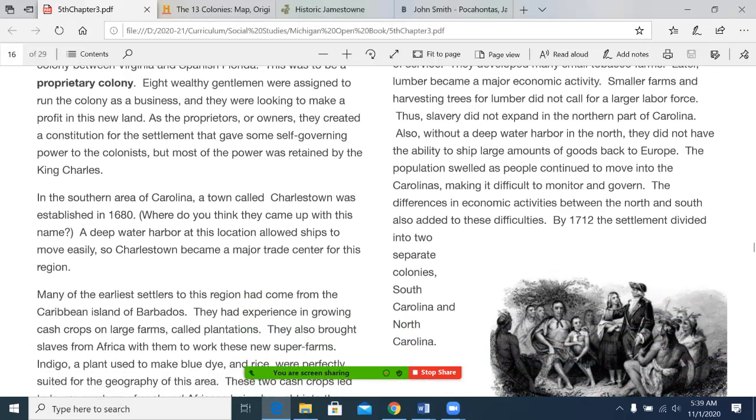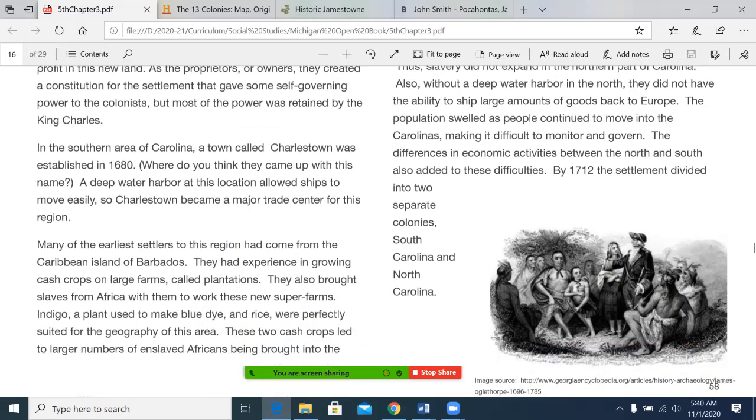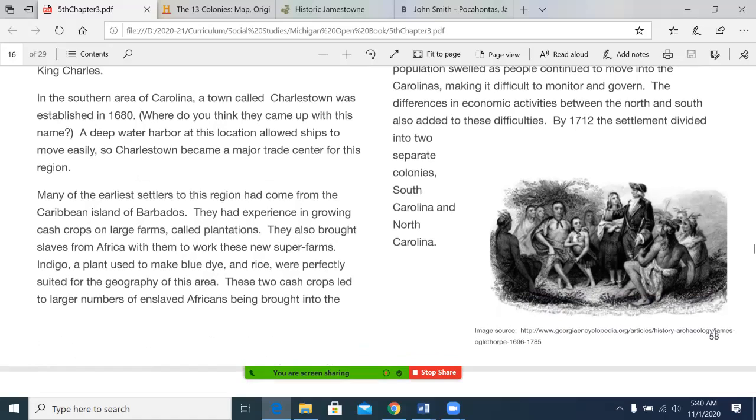In the southern area of Carolina, a town called Charlestown was established in 1680. Where do you think they came up with that name? Newsflash, they named it after the king, because flattery does work. A deep water harbor at this location allowed ships to move easily, so Charlestown became a major trade center for this region and would remain that way for centuries.